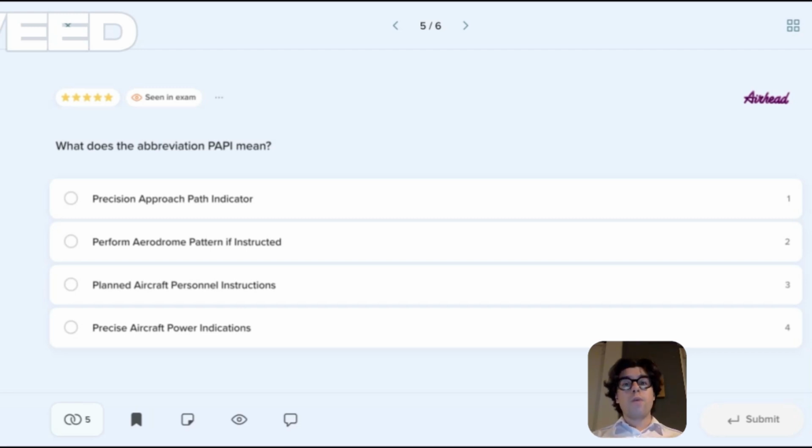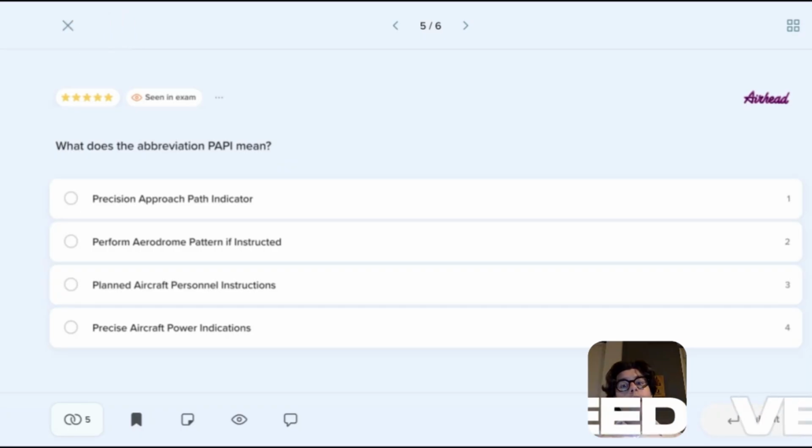If there are 3 white lights, then that means we're slightly too high. If there are 4 white lights, that means we are very high and unstable, and we need to go around. And the same goes for too low, where this is indicated by the red lights. So 3 red lights is slightly low, and 4 red lights is very low.